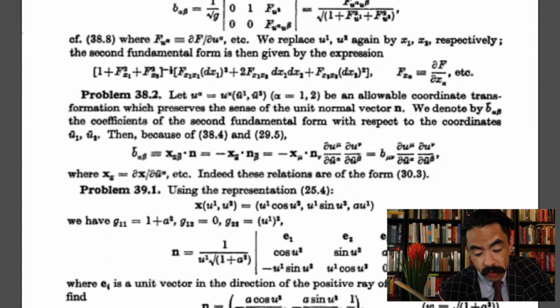which is then equal to the scalar product of negative x sub mu with n sub nu, times partial u mu, partial u over bar alpha, times partial u nu, partial u over bar beta, which is equal to b sub mu nu times partial u mu, partial u over bar alpha, times partial u nu, partial u over bar beta, where x sub alpha over bar is equal to the partial derivative of x in terms of u over bar alpha, etc. Indeed, these relations are of the form of an allowable transformation for a covariant tensor of second order.